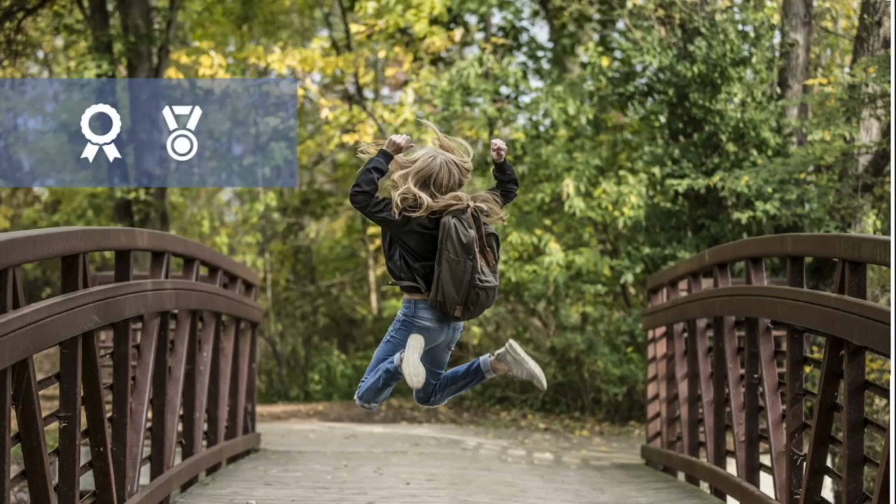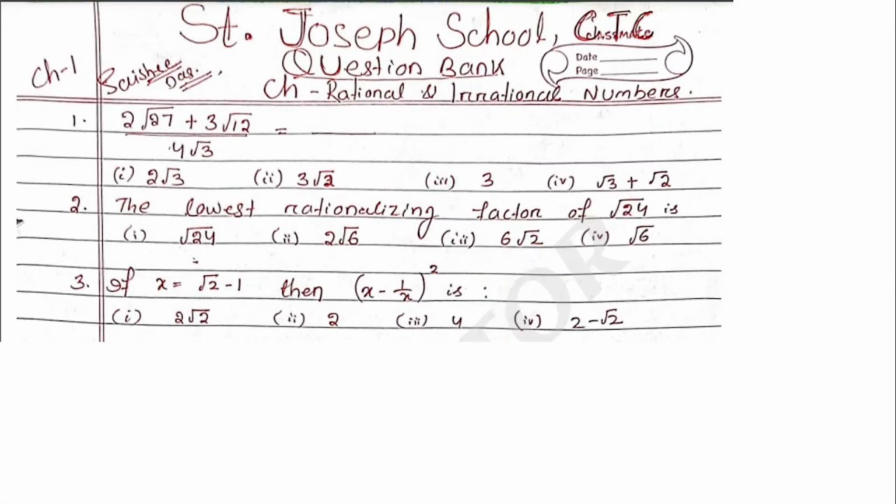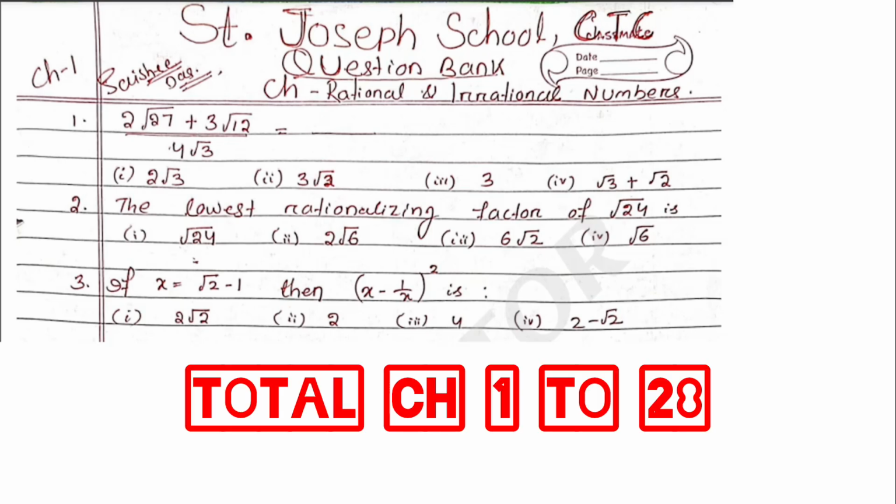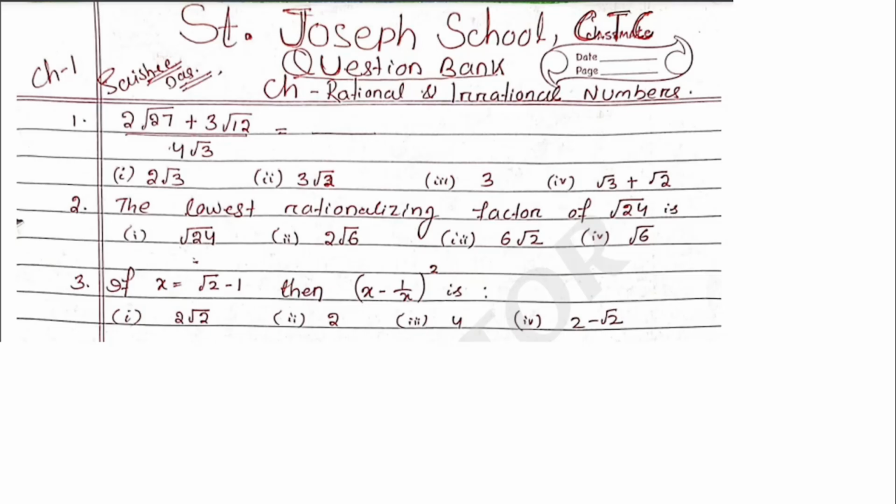All the questions are most expected questions. First question, and the first chapter, that is rational numbers and irrational numbers. In total we solve 20 chapters. First question 1: 2 root 27. We can write root 27 as 3 root 3.